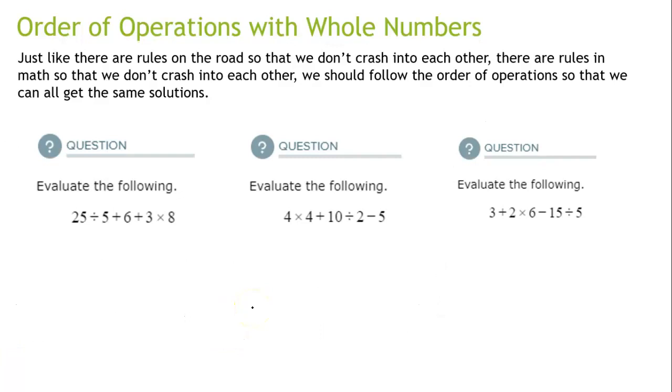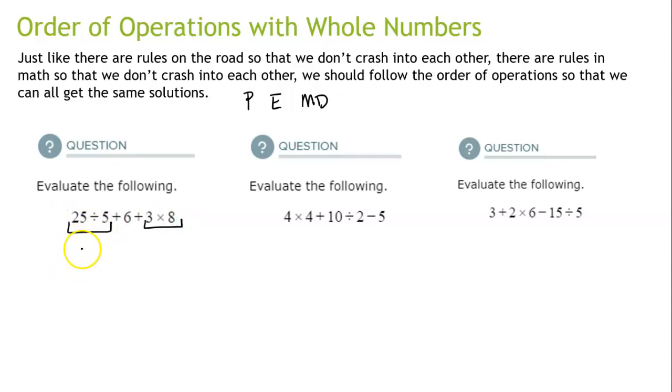So let's try these. We need to evaluate the following. So we're going to first look for parentheses or any other grouping symbols. There are none. Then we're going to look for exponents. There are none. Then we're going to look for multiplication and division. There is multiplication and division. I'm not going to jump to the multiplication. I'm going to do the multiplication and division in order from left to right.